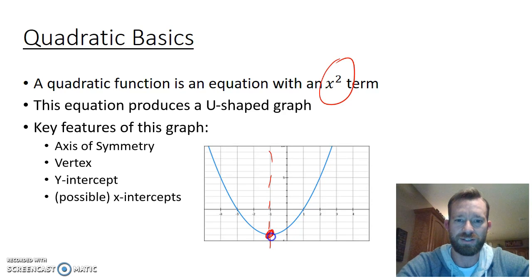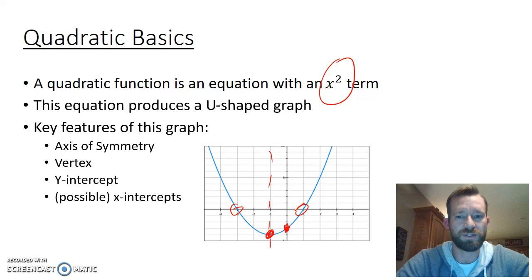Vertex is this point right here at the top or bottom. The y-intercept is this point here where the graph crosses the y-axis. We'll also talk about x-intercepts, those 2 points there. Sometimes graphs have them, sometimes they don't.